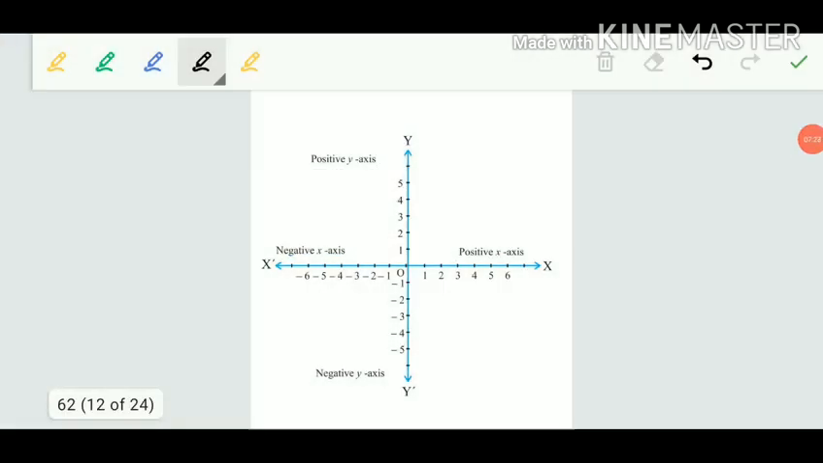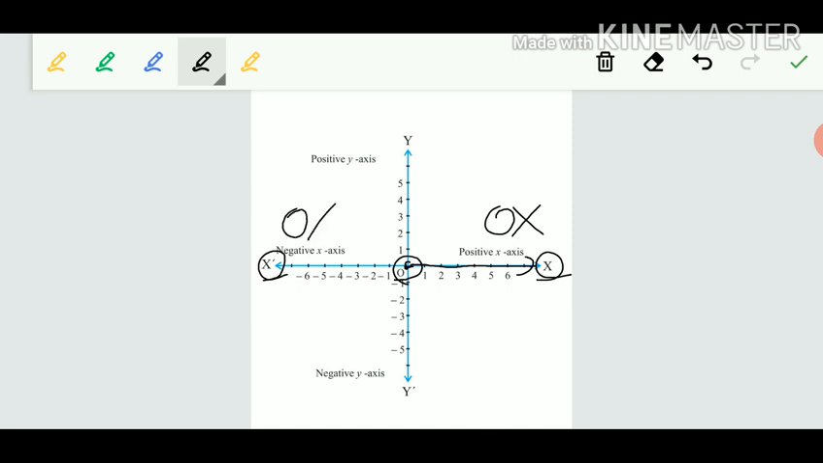You can also write the names of these axes. It starts from O, and on this side, x, its name is OX. Here is O and x dash, so its name is OX dash. Upper side is OY and downside is OY dash. OX is the positive x-axis, OX dash is the negative x-axis, OY is the positive y-axis, OY dash is the negative y-axis.